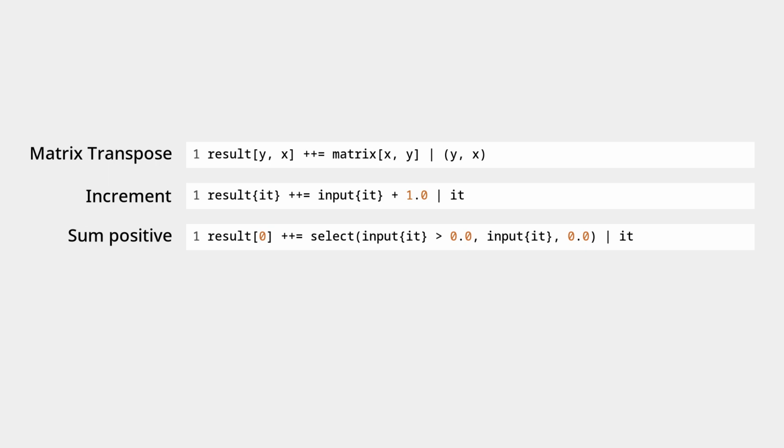Here is a kernel which computes the sum of all positive entries in the input tensor. Here we use the select instruction to only add the positive entries to the sum.